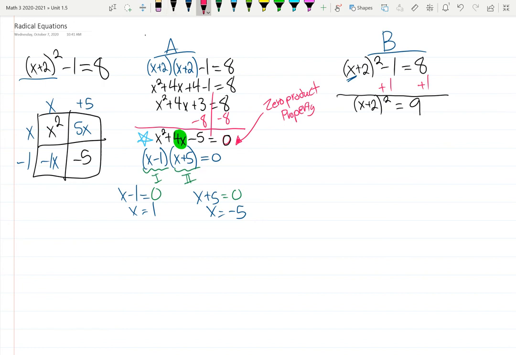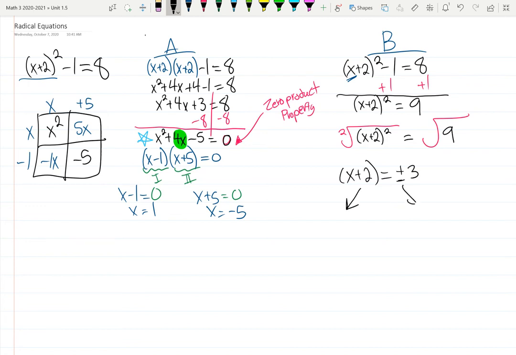Now the key here is if I take the square root of both sides, the square root of (x + 2)² equals the square root of 9. On the left is going to be x + 2. But remember, the square root of 9 can be positive or negative 3. Thus, getting to my two cases as before. x + 2 = 3. x + 2 = −3. I go ahead and get my x by itself, and notice how I get the same solutions.